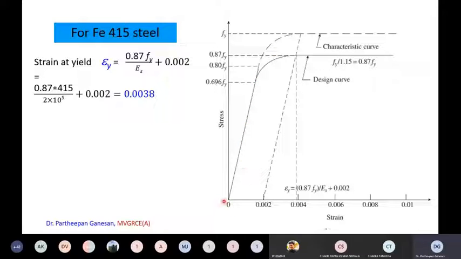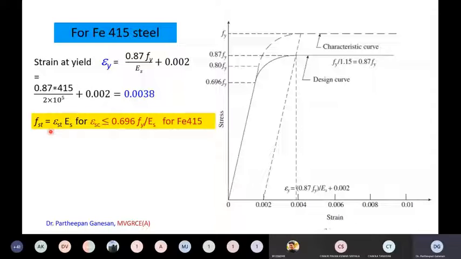And how will you find out the stress in the steel? From here to here, this is a linear part where stress is proportional to strain. So stress in the steel is equal to strain multiplied by the Young's modulus. So this is not epsilon SC, this is, one second.